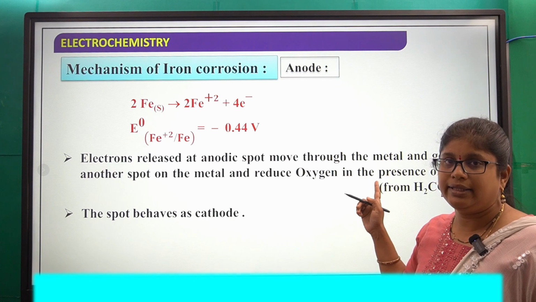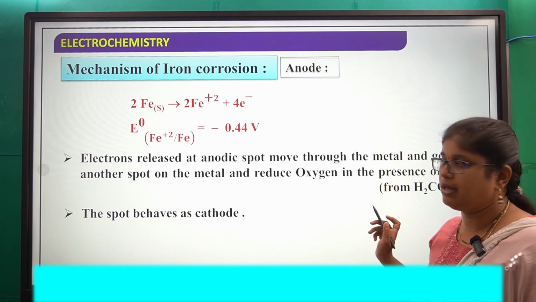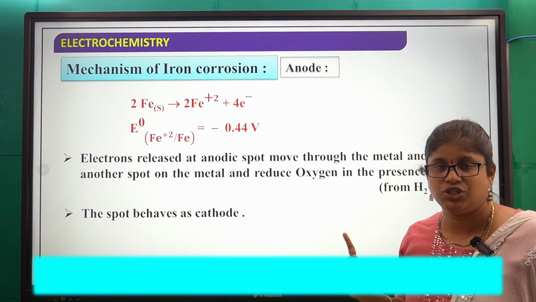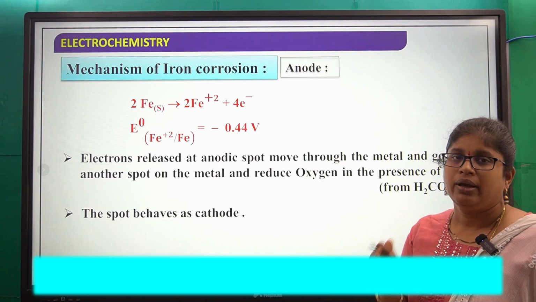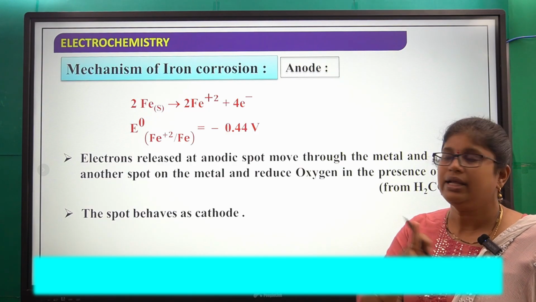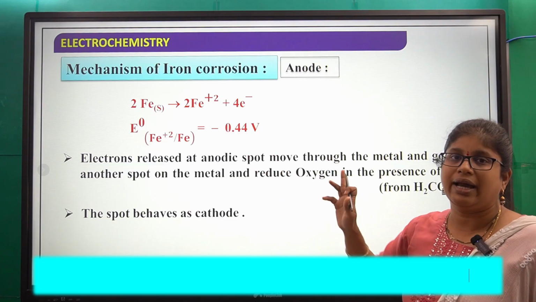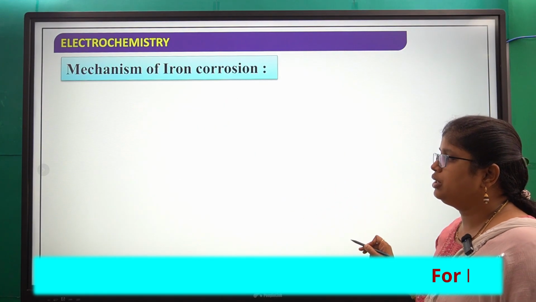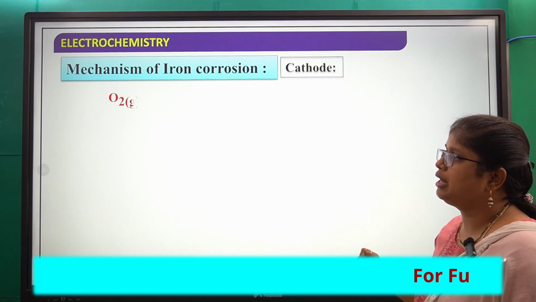So that spot behaves as cathode. Why? Because at that spot reduction is taking place. Which is reducing at that spot? Oxygen. So in corrosion, at the anode iron gets oxidized, at the cathode oxygen is getting reduced.